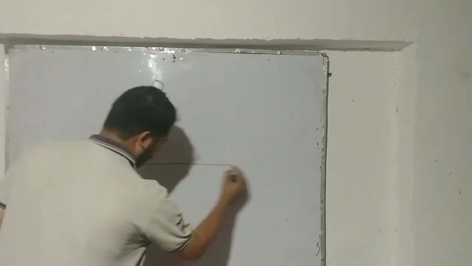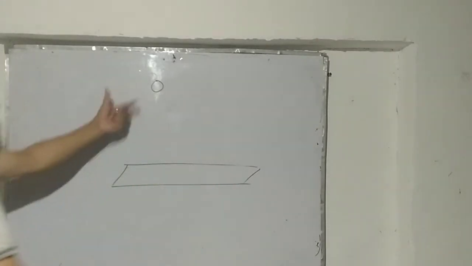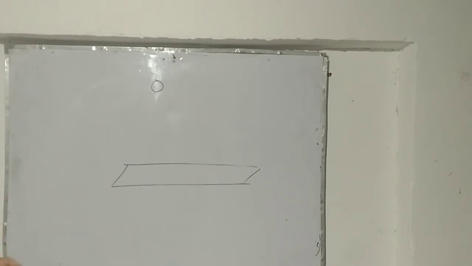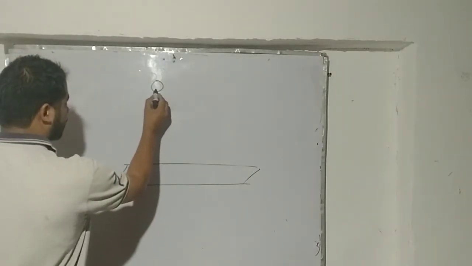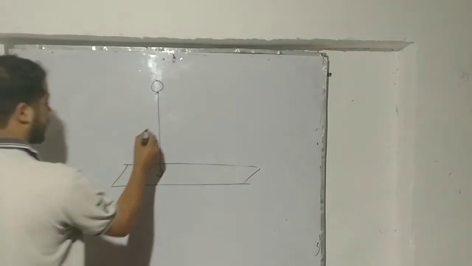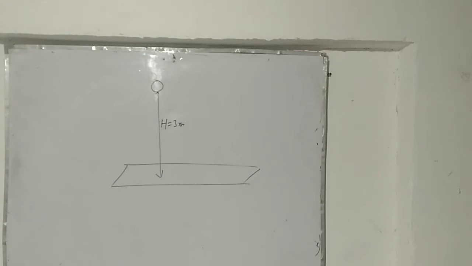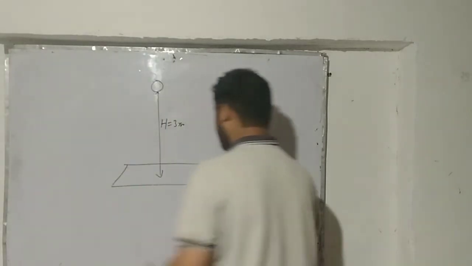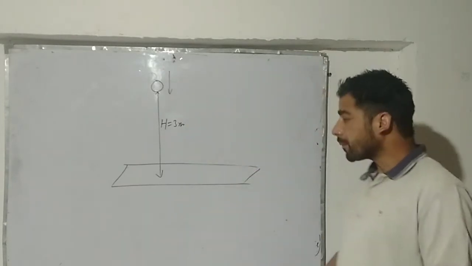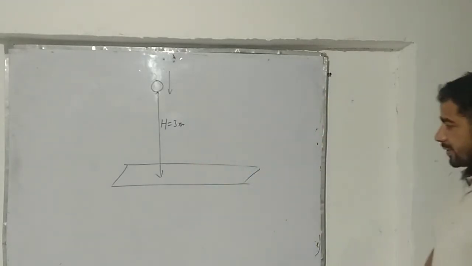Suppose we are given a particle, and this is my plate here, aligned horizontally. The particle is at a height of 3 meters relative to the surface of this plate. The particle starts from rest and is allowed to fall under gravity, and it makes a collision with the plate.